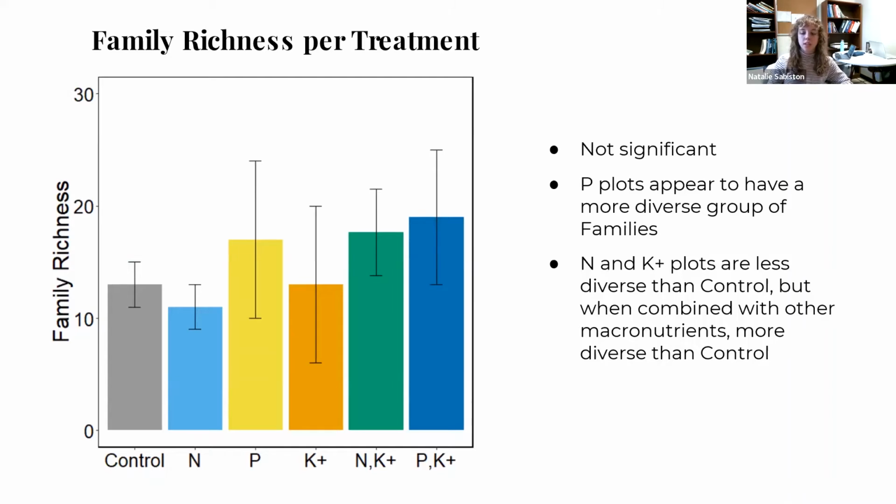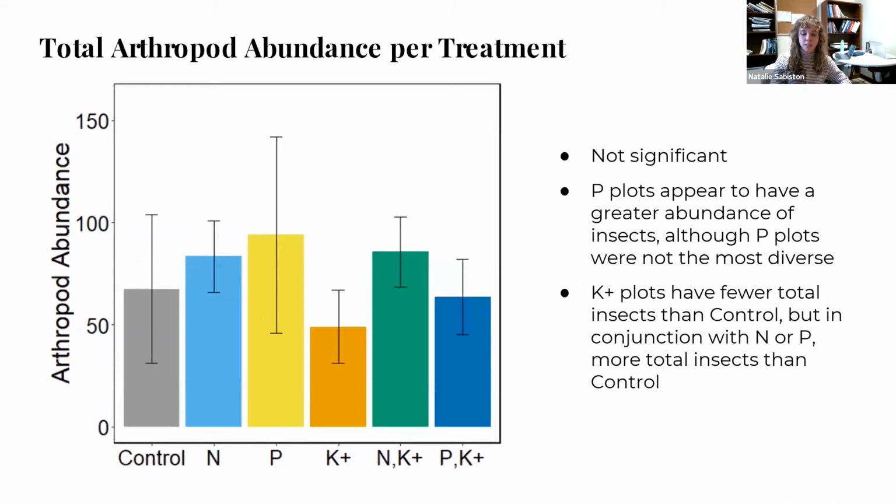And what's interesting here is that when nitrogen and potassium are combined, once again, either with each other or phosphorus, then they are more diverse than the control plots. It's also not significant, as is this one. This graph shows the total arthropod abundance. So it's just all the arthropods together. It's how many of each order. You're not looking at specifically order or family, just total arthropod abundance.